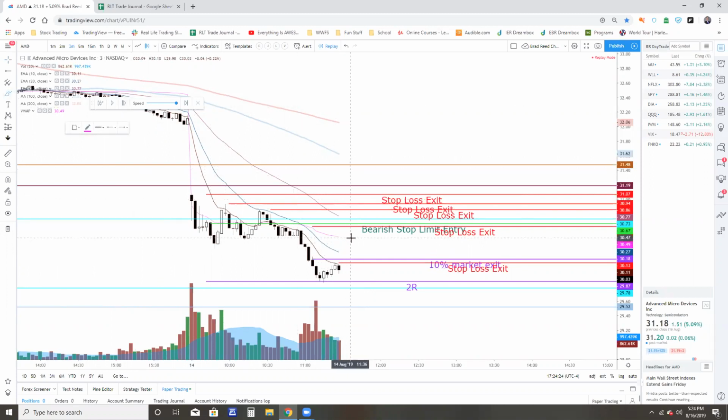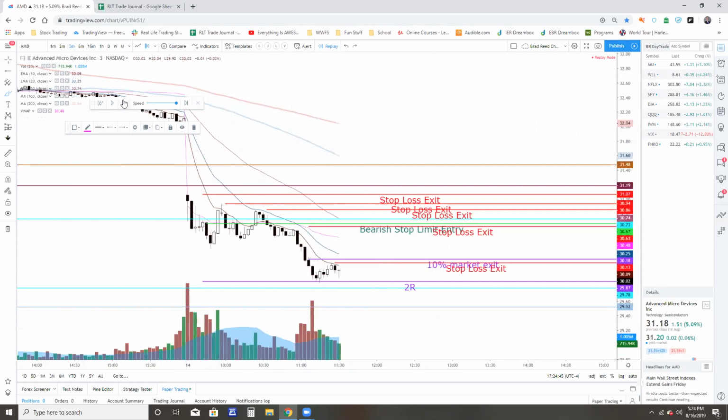The thing I definitely do not want to do is it gets so close to my target that I get trailed out there. You know what? Looking at that, that did hit 29.85, so that one did hit my 2R target. So I'm out for a 2R, no, 1.8R win because I exited 10% there.